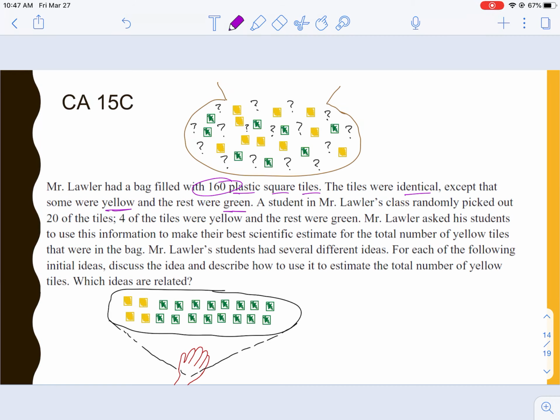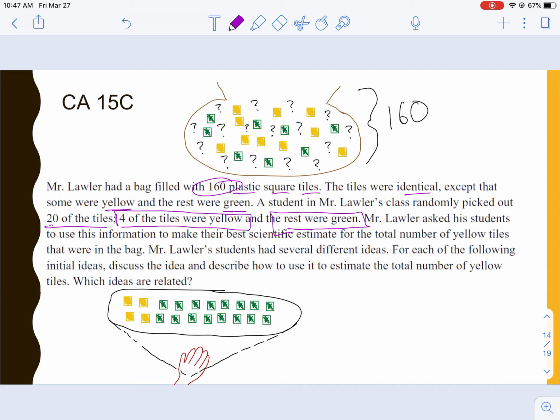He fills them up in this bag. This is my poor drawing of a bag here. Some are yellow, some are green. We don't know how many of each, but we know altogether there's 160 tiles. He has a student come and select 20 of the tiles. So 4 of them end up being yellow, and the rest were green.